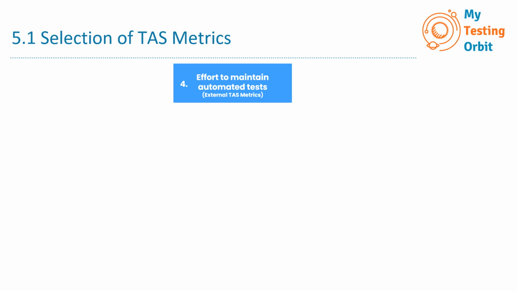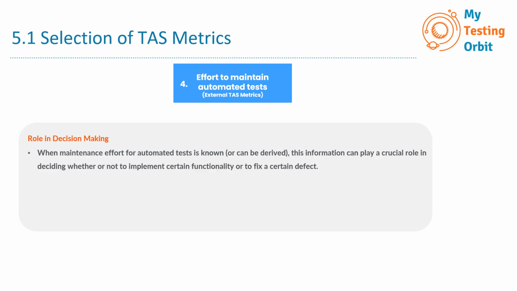Continuing metric number 4, the next point is role in decision making. When maintenance effort for automated tests is known or can be derived, this information can play a crucial role in deciding whether or not to implement certain functionality or to fix a certain defect. Let's try to understand this with the help of an example. So let's say that you are developing a mobile app and you know that updating automated test takes time. So if you have the knowledge about the maintenance effort required for your automated test, this knowledge helps you prioritize adding essential features.